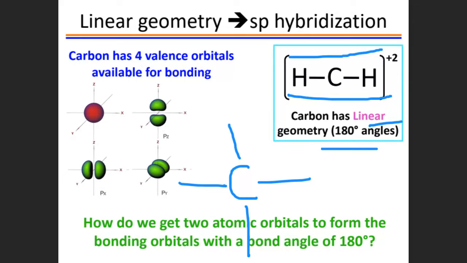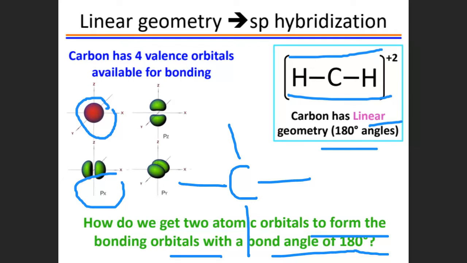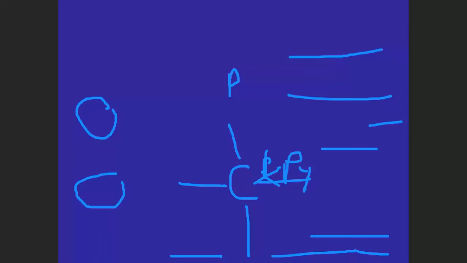How do we get 2 atomic orbitals to form the bonding orbital with a bond angle of 180? So here we have the s and p. We also have 3 p. Here we have one s. So when the question tells you only p, you have to consider px, py, and pz. So we also have to consider this. Let's move on.